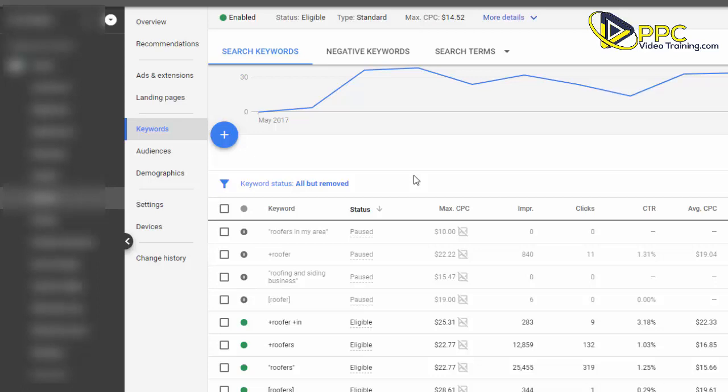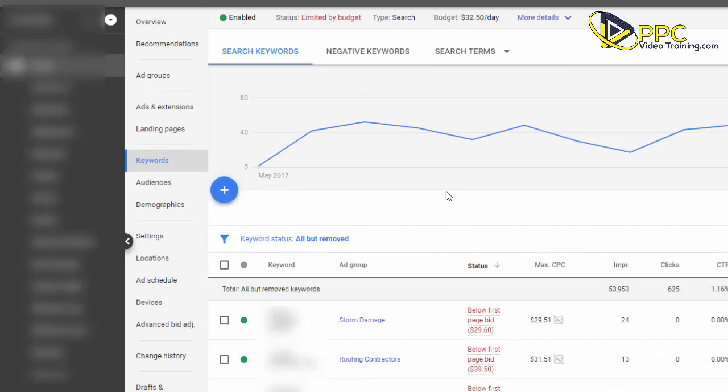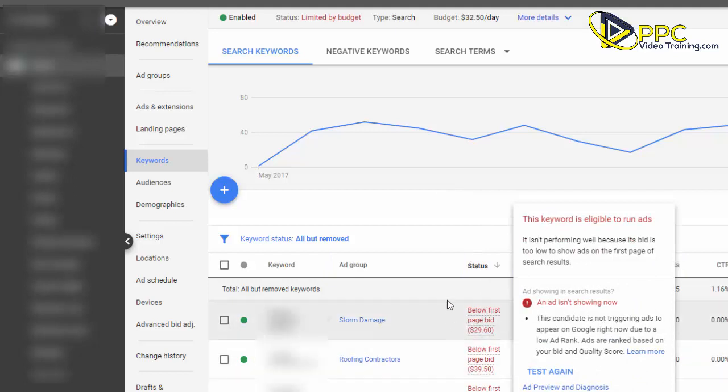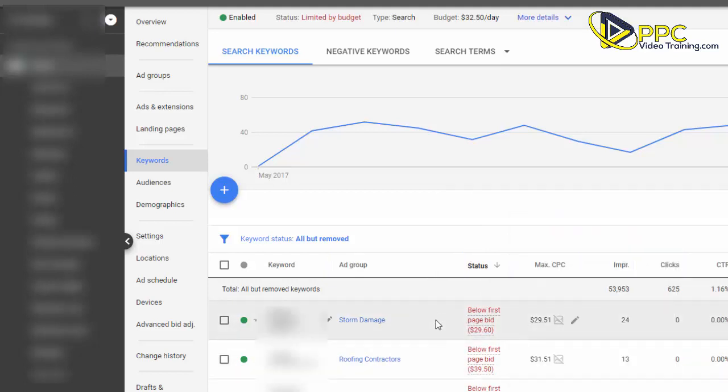Number one, it could be industry. Real estate, credit cards, insurance are very expensive places to advertise. Other things like t-shirts, certain types of clothing, maybe tennis shoes, maybe those aren't as much to advertise per click. Now, a lot of AdWords users will log into their campaigns and say, I keep getting these errors: below first page bid of $29.60. Look at this one, $39.50. I can't afford to spend that for one click.